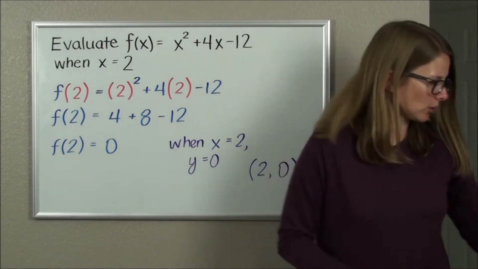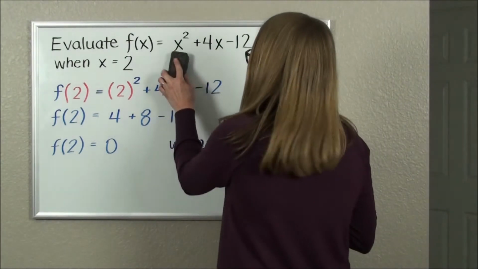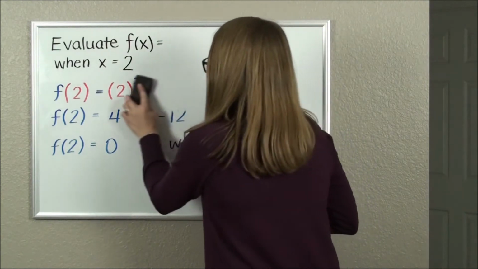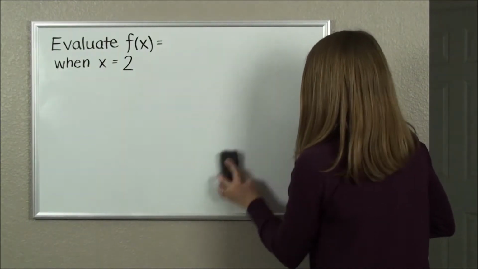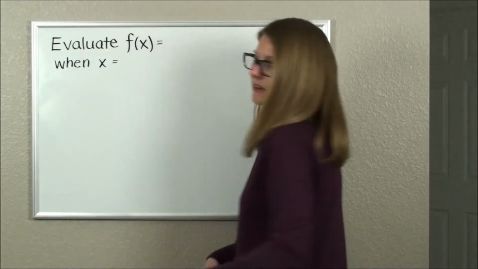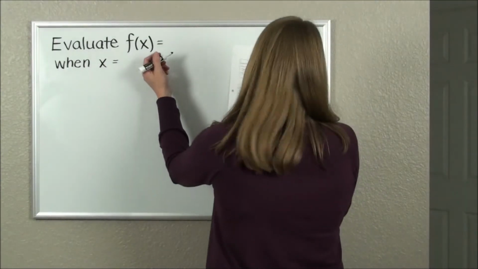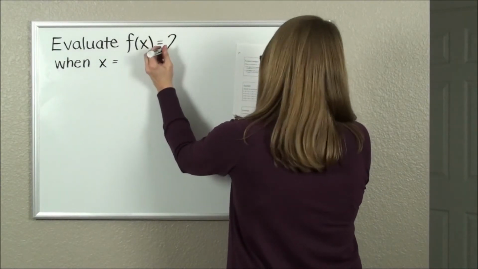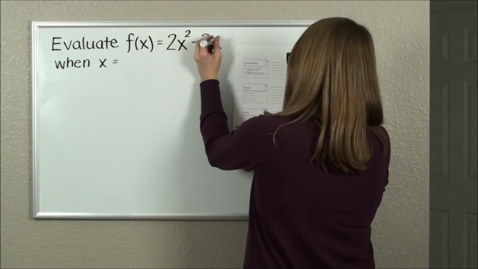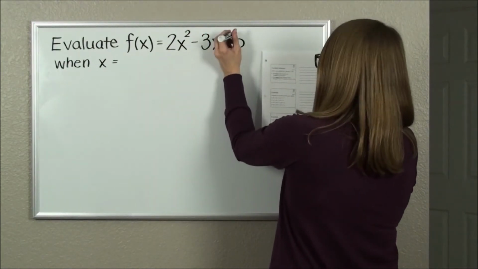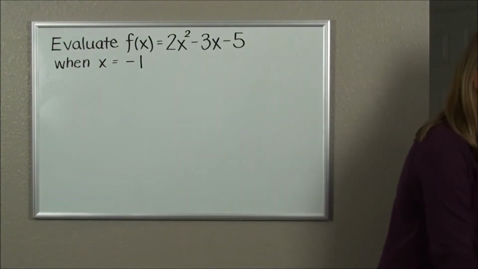Let's look at one more quadratic. Maybe one that makes it a little bit more tough even, because if we can handle this, we can handle anything. Again, the evaluating piece is really just plugging and chugging. So let's take a look at 2x squared minus 3x minus 5, and let's first begin evaluating where x is negative 1.